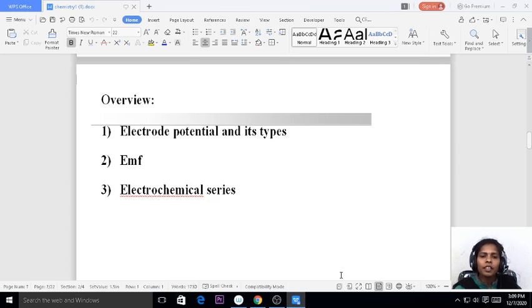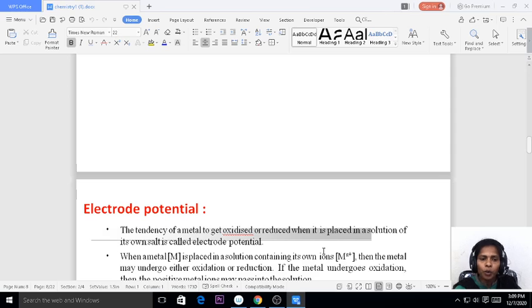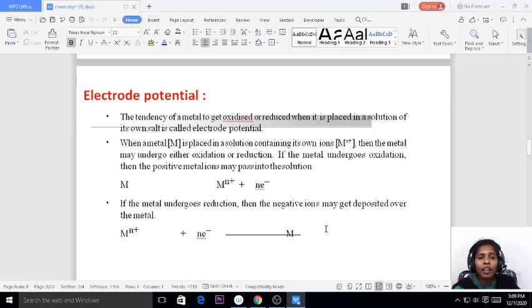But before going to see the electrode potential and its types, you know what is meant by the electrode. Here, an electrode is nothing but a metallic wire or metallic rod which is able to pass the electricity. That is what is meant by the electrode. But when the electrode is releasing the potential, so now let us see the electrode potential.